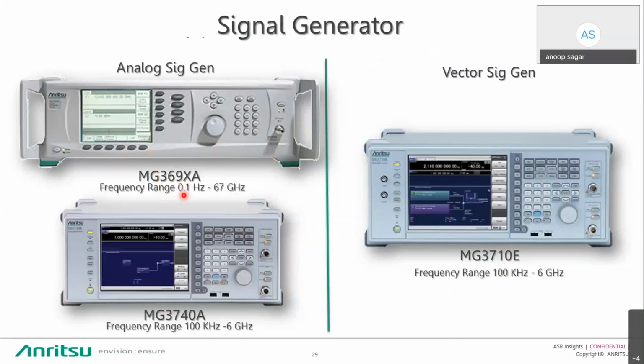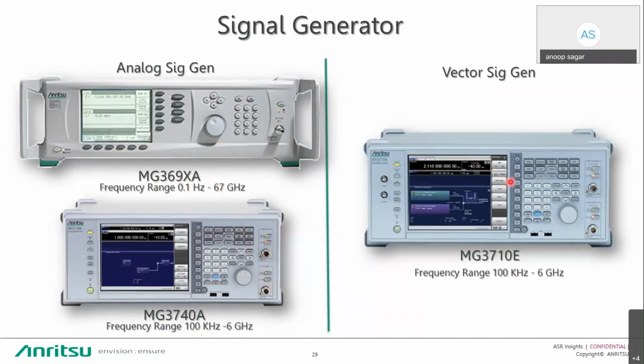The frequency range starts from 0.1 Hertz and it can go up to 67 gigahertz. Then we have some millimeter wave extenders, which can further extend this 67 gigahertz to 500 gigahertz. So the same system can be upgraded to a 500 gigahertz frequency range. Then we have an analog signal generator with dual output. It can go from 100 kilohertz up to 6 gigahertz. So simultaneously you can generate both signals with the help of the dual output option.